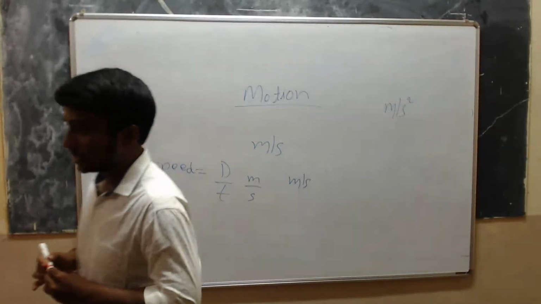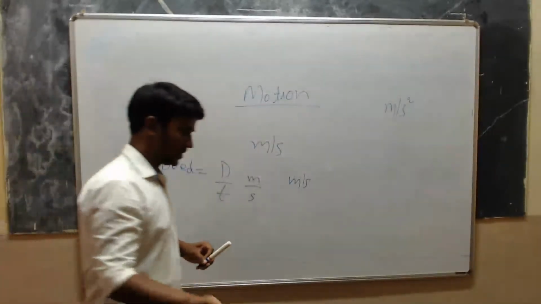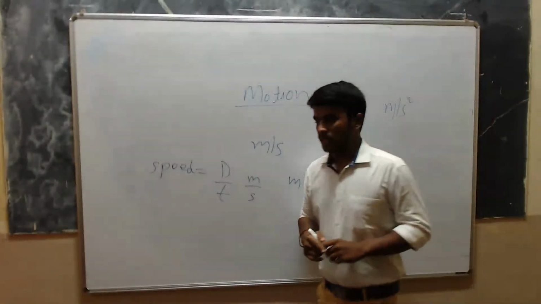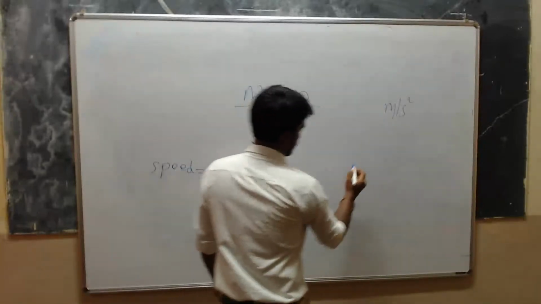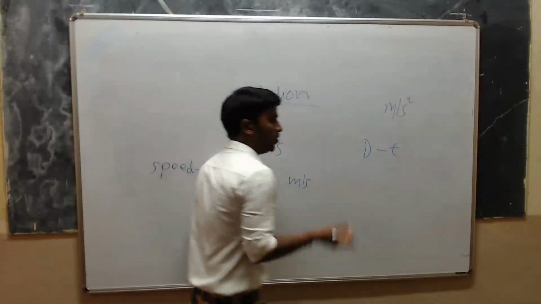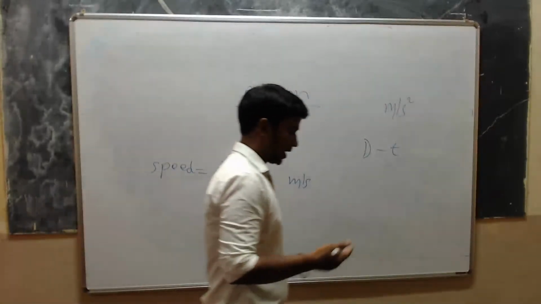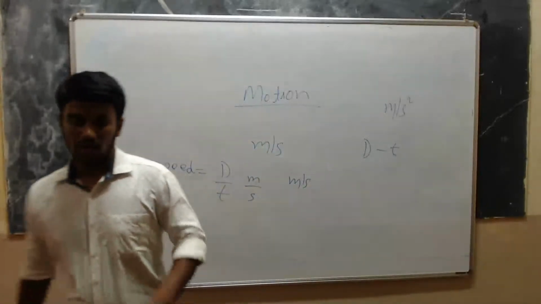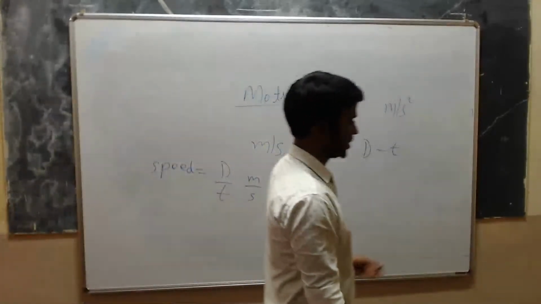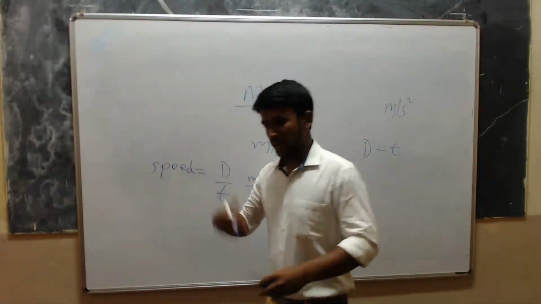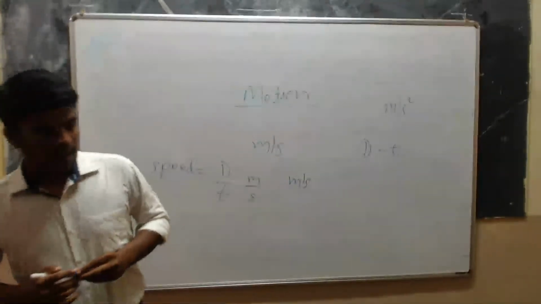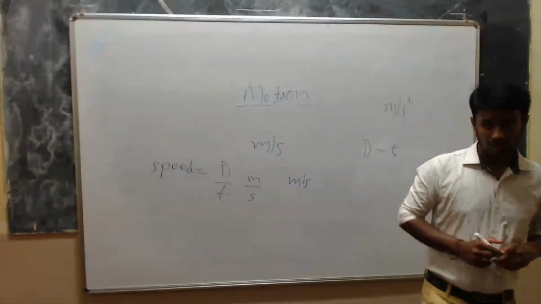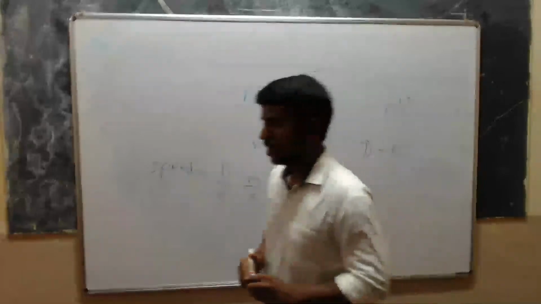Later, we studied graphs. You know, we can represent the motion of an object graphically. First, we studied the distance time graph for uniform motion and non-uniform motion. Later, we studied velocity time graphs for positive acceleration and negative acceleration, and increasing and decreasing velocity. At last, we studied uniform circular motion, and we solved some numerical problems.